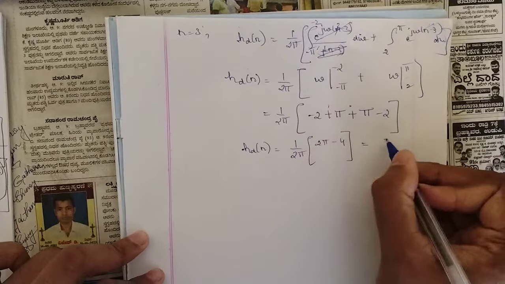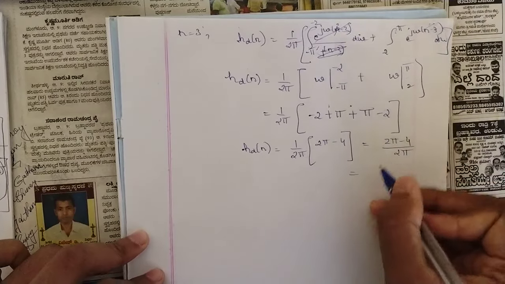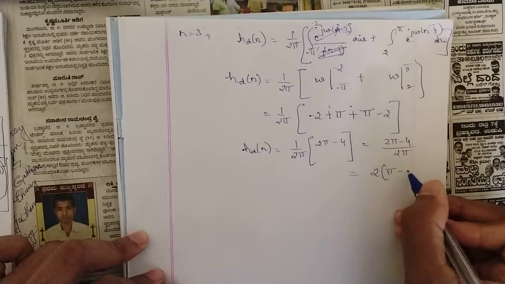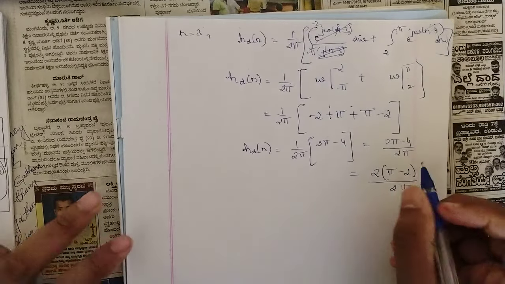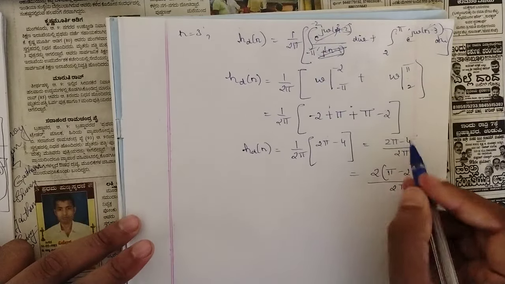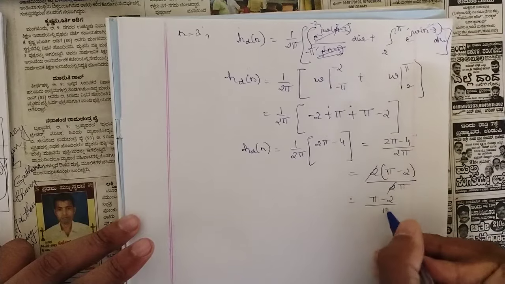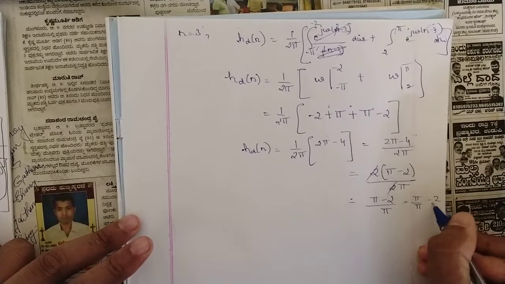Okay, our answer is (2π − 4) divided by 2π. So what I am doing is taking this 2 common here. What we are left with is 2 into (π − 2) divided by 2π, right? I have taken 2 common in this numerator so that we can cancel 2. So we are left with (π − 2) by π. So divide π individually, that is π by π minus 2 by π.